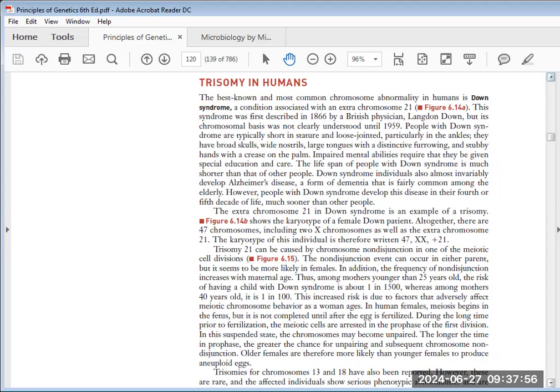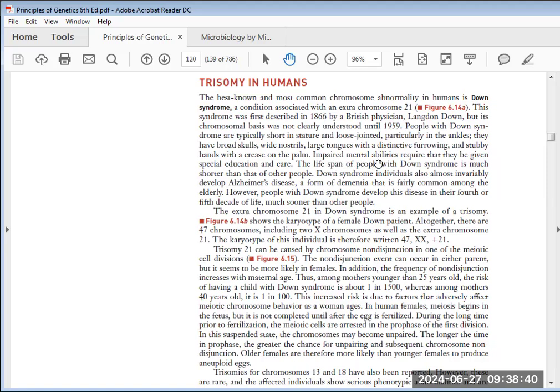Now I'm going to describe some symptoms. These are given here. Some symptoms are well known to you already. Number one, they have short stature, height is less, and they are loose jointed, which can be seen when they walk. Specifically, their ankles are loose. They have broad skulls, wide nostrils, and large tongues which come out of their mouth with a distinctive furrow in the tongue. They have stubby hands, stubby means thick, fleshy. There is a crease across the palm, just like lines.